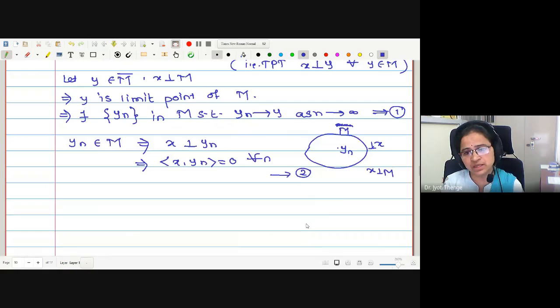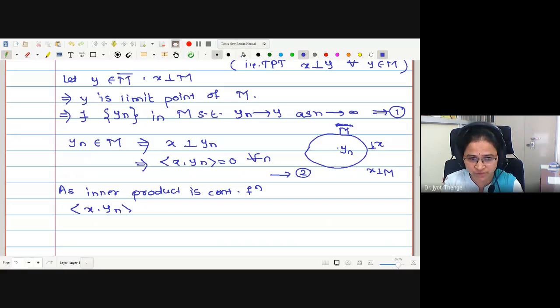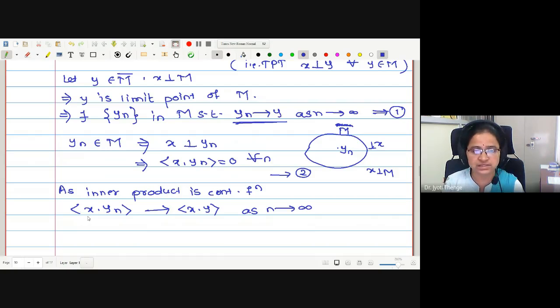But in one of the theorems, we have seen that inner product is a continuous function. What does this mean? Inner product of X with Yn will converge to inner product of X with Y as n tends to infinity. From this statement we are writing Yn converges to Y implies inner product of X with Yn converges to inner product of X with Y. We will call this statement number 3.